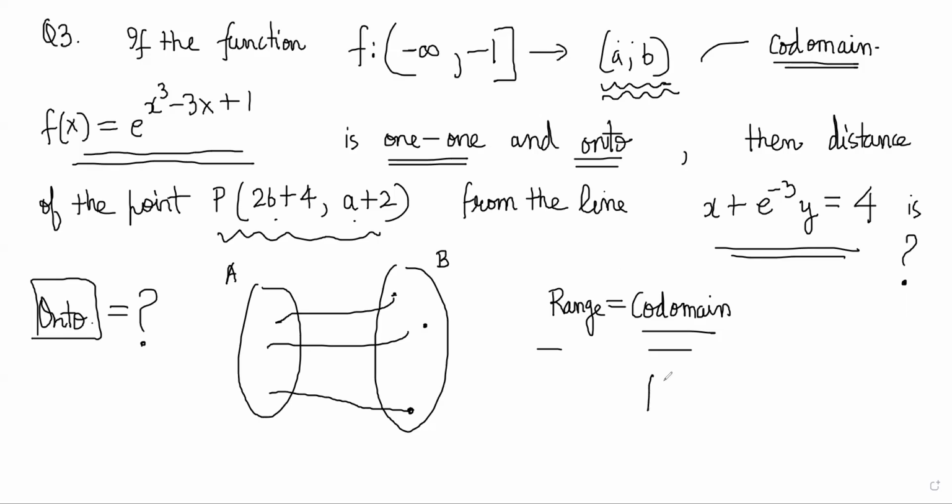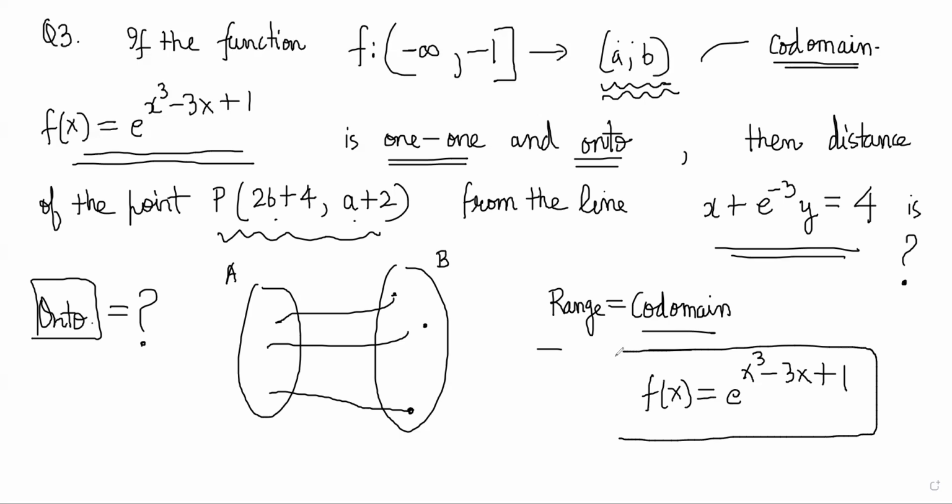Okay, so our job is to find range of the function f of x is equal to e power x cube minus 3x plus 1. Okay, so think about it now, range. Notice also that the domain is from minus infinity to minus 1, right? Yes. So it's not like all the elements in the x can be put. Only from minus infinity to minus 1 can you put the x, right? Yes. So think about that carefully and think of the range like that.